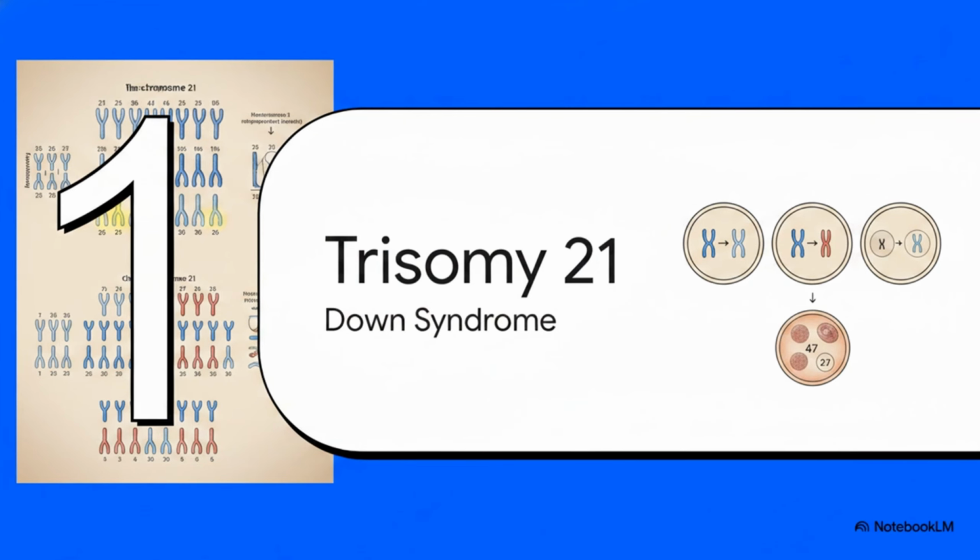First up, the one you've probably heard of the most, trisomy 21, which of course results in Down syndrome. It's a classic example of what we call aneuploidy, which is really just a fancy way of saying a cell has an abnormal number of chromosomes. In this case, as the name suggests, the problem is one extra copy of chromosome 21.